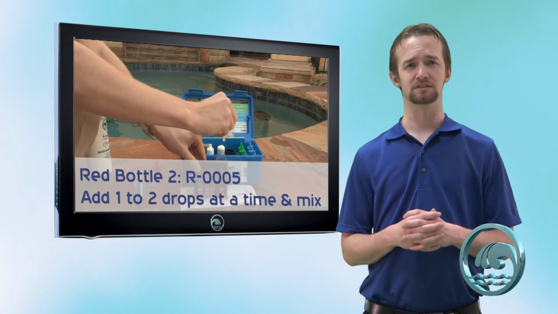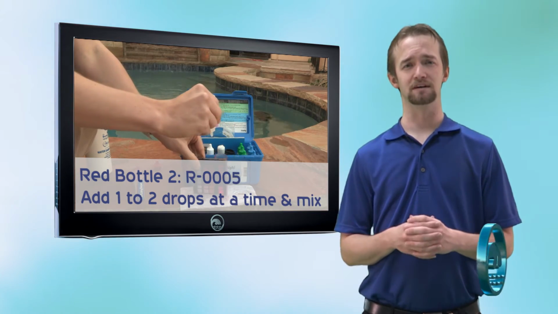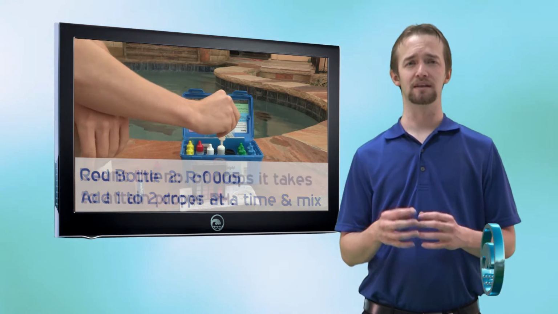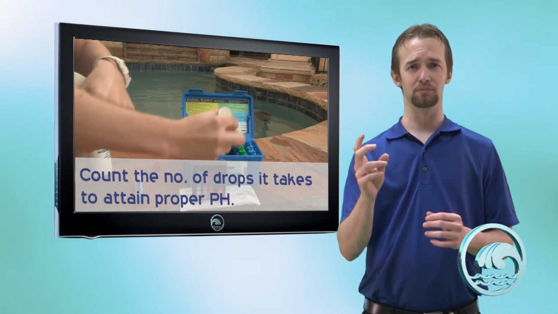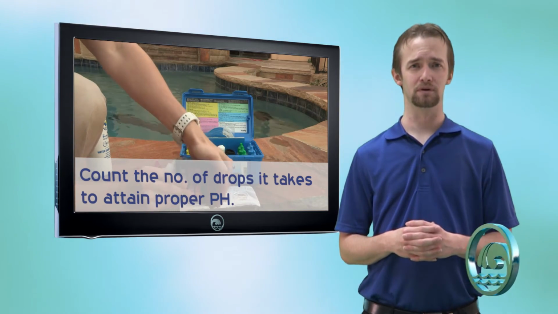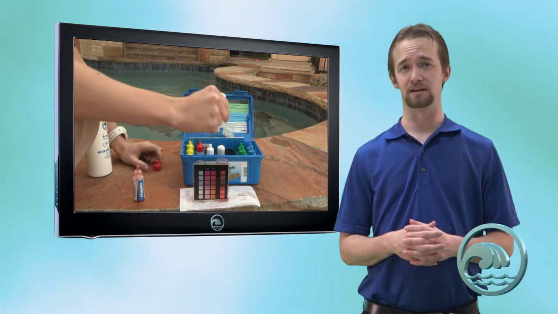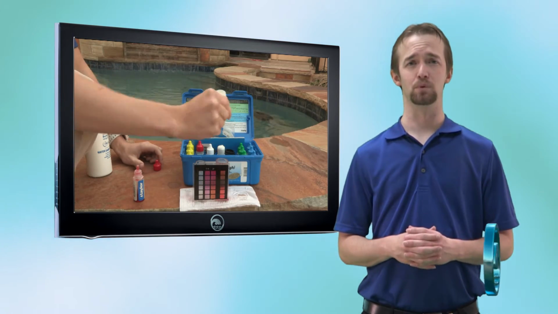We take this reagent and we start adding it a drop at a time. Count the number of drops that you have to add in order to get that pH color from the 8.0 back down to the 7.4. Let's pretend that it took 4 drops to get the pH back down from 8.0 to 7.4.